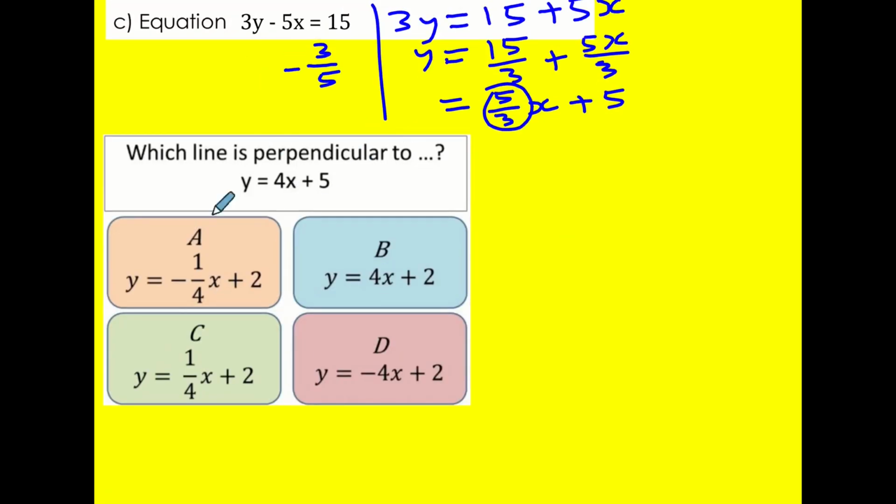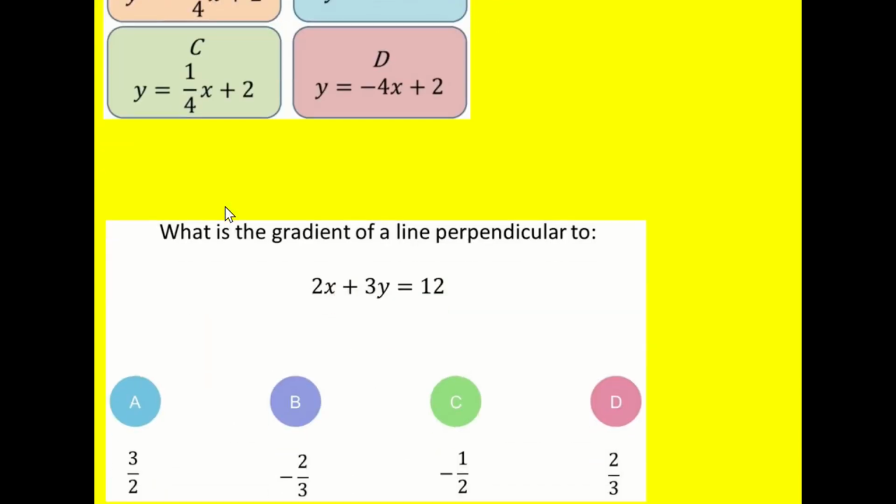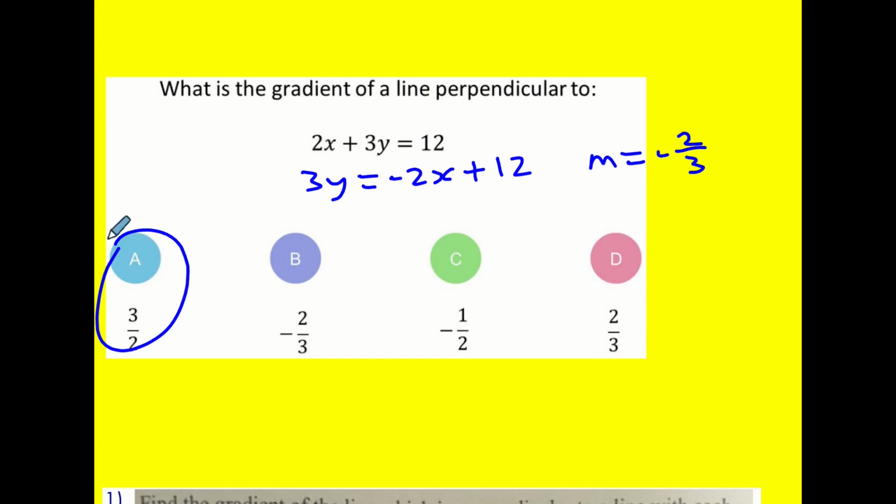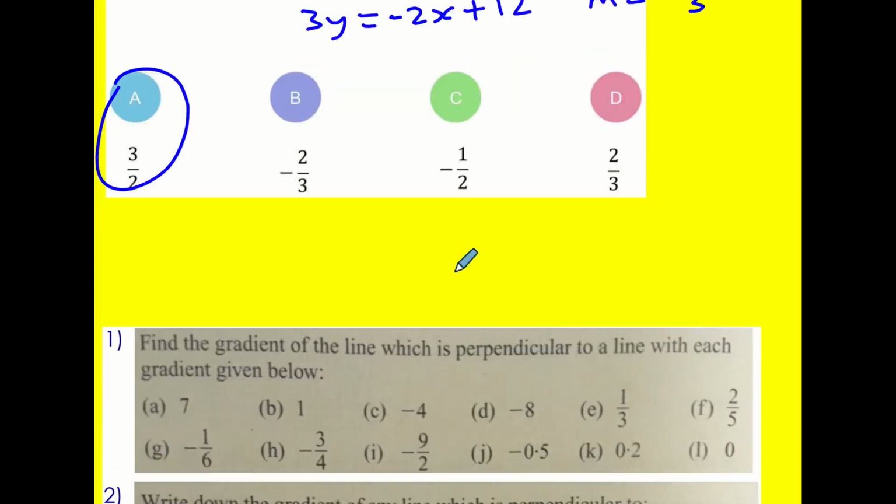How about this question? Which line is perpendicular to this one? Well, the gradient is 4, the negative reciprocal is minus a quarter, it must be A. How about this one? Bit more work to do, so 3y is going to equal minus 2x plus 12. Divide through by 3. At this point, do I really need to do all that? I can see that I'm going to get minus 2 over 3. Yeah, you can get the equation itself if you want to, and sometimes you'll need to. The negative reciprocal is then going to be 3 over 2. That will give us the perpendicular line.